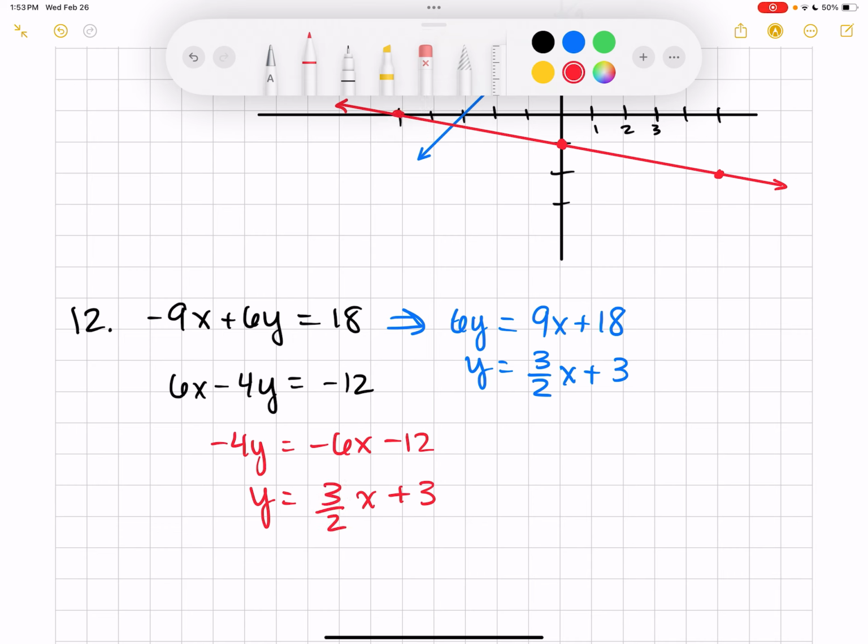So what do you notice about these lines? Same slope. Same everything. Yes, it's the exact same line. What does that mean? Infinitely many solutions. I wrote the notes.